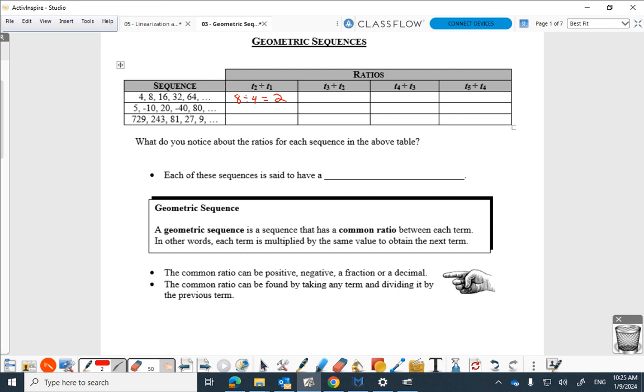Does it happen every time? Let's check again. 16 divided by 8. Oh, that one's 2 as well. When this happens, it's called a geometric sequence. You're multiplying by 2 every time.